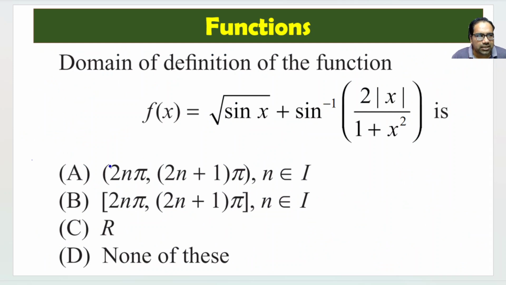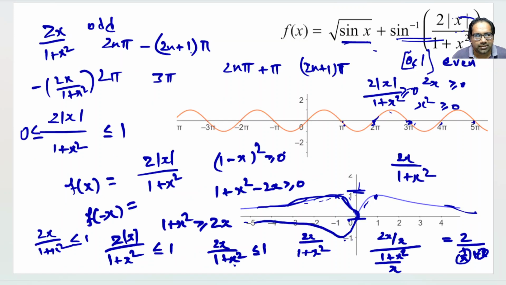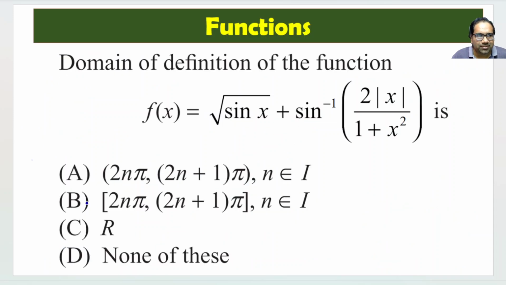Please note here there are open brackets, here there are closed brackets. What do we want? We want closed brackets because this is in the numerator only. If this was in the denominator, we could not have taken closed brackets. But this is in the numerator only, so we can include 0 also, we can include pi also. In both cases, root sin x will become 0, which we are okay with. Right, guys? So this is the correct answer.